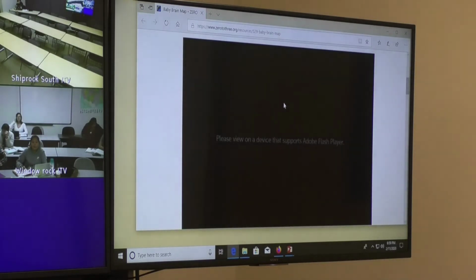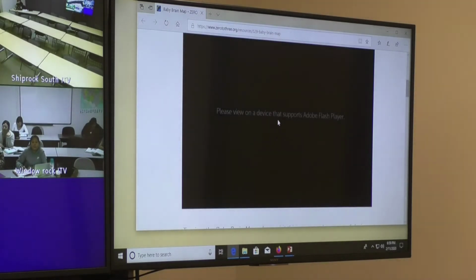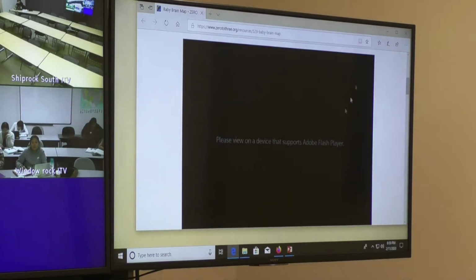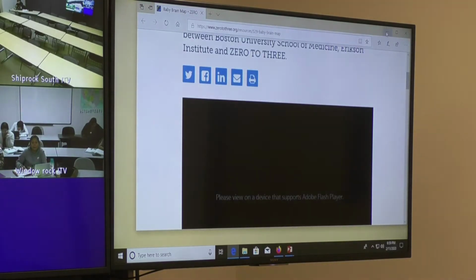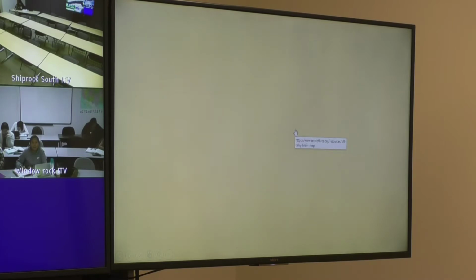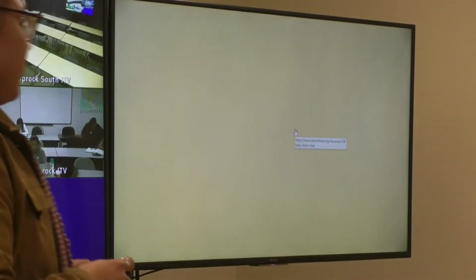It is not joking. Please view on a device that supports, oh, good night. So, all right, we still have to move around that. So if you have a chance, go to that, and it will show a network of your baby's brain. It's not showing on here, so we just have to keep moving on.